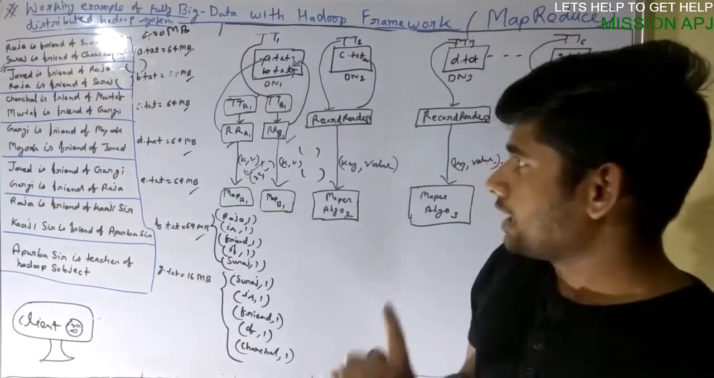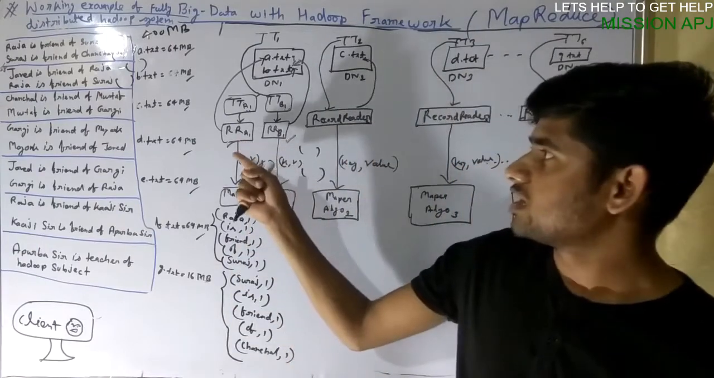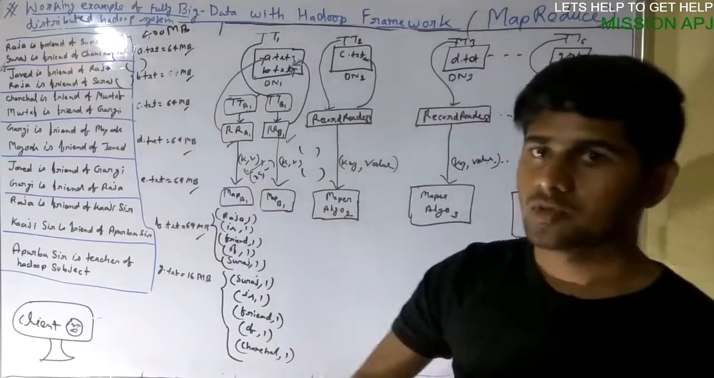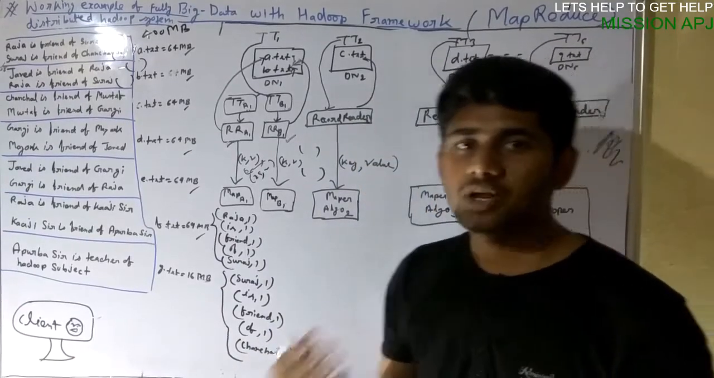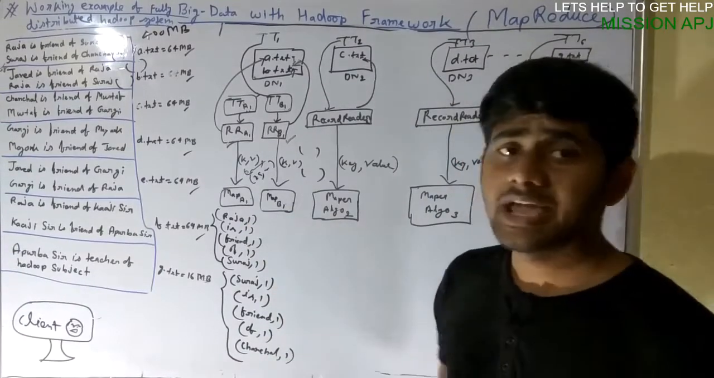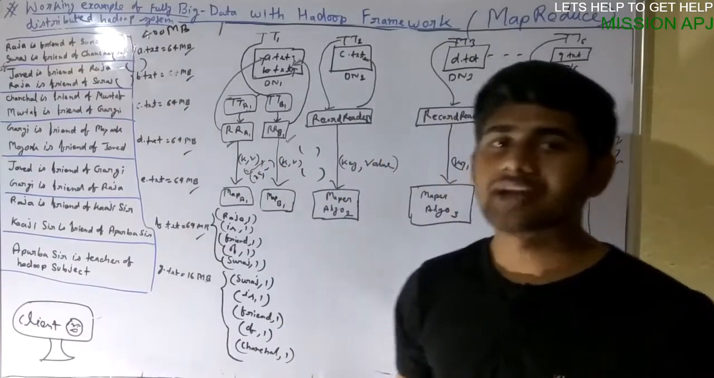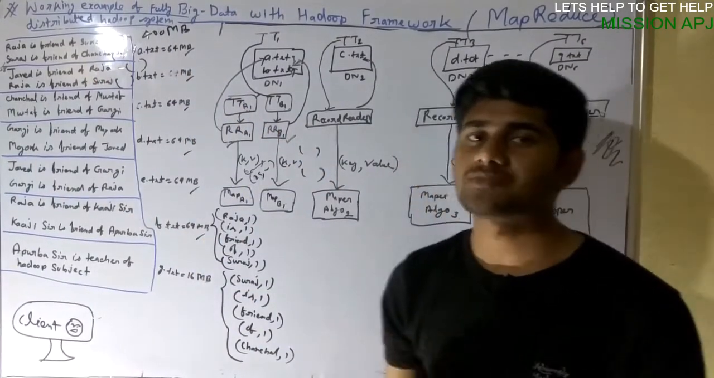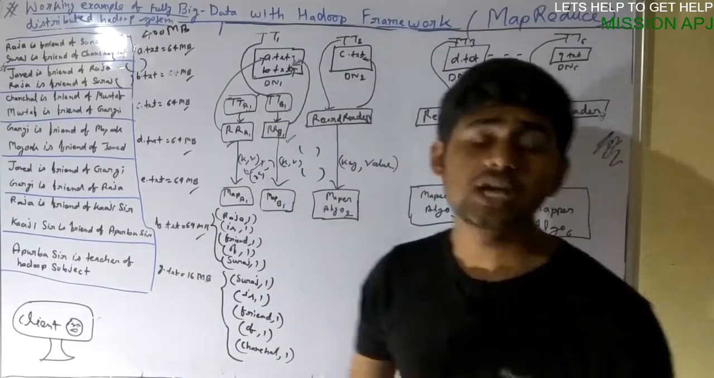So for a single input split, how many times will the record reader run? The record reader reads one line at a time. So for one input split, the record reader will run as many times as there are lines in it. Similarly, the mapper will run as many times as there are lines inside one input split. In the first input split there are two lines. So how many times will the record reader run? Two times. How many times will the mapper run? The corresponding mapper will run two times.